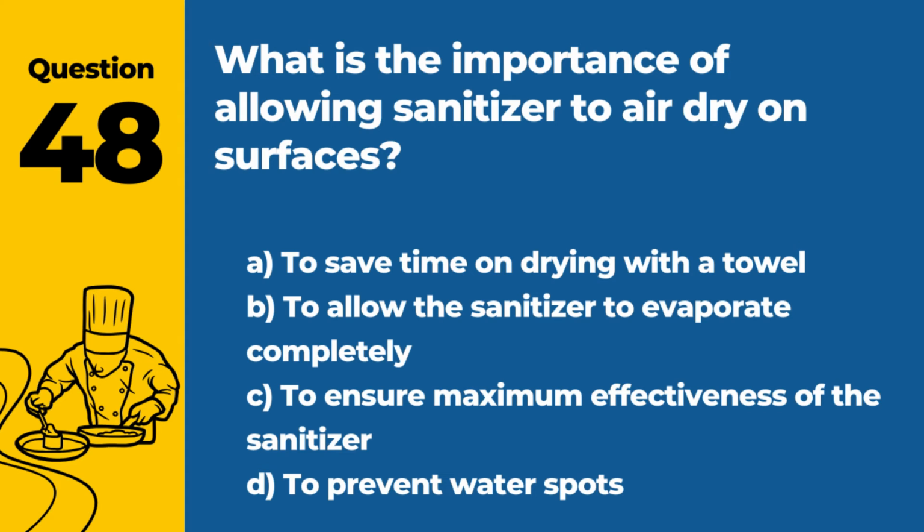What is the importance of allowing sanitizer to air dry on surfaces? A. To save time on drying with a towel. B. To allow the sanitizer to evaporate completely. C. To ensure maximum effectiveness of the sanitizer. D. To prevent water spots.